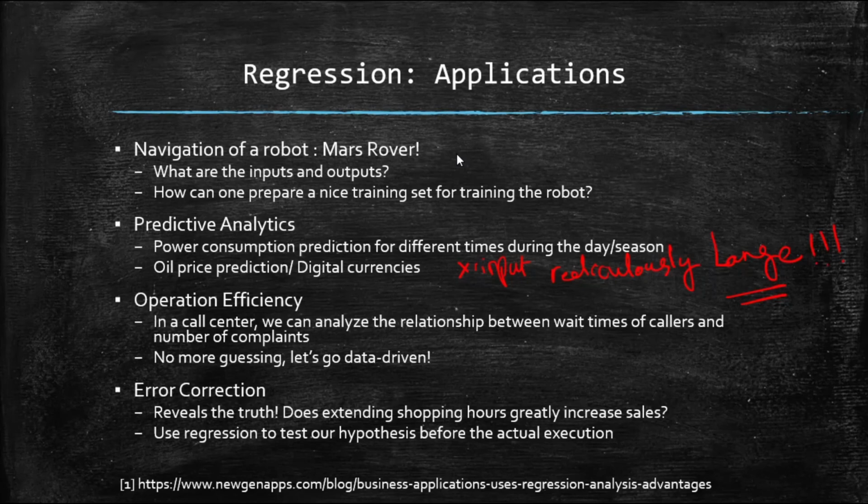Now, the last category would be error correction, right? So let's say you have a hypothesis, and you want to execute it, but before the actual execution, you'd like to test your hypothesis, whether what you thought was true or not. So, for instance, imagine that you have a hypothesis like, does extending shopping hours greatly increase sales? So you might ask your staff members to work even on the weekends, right?